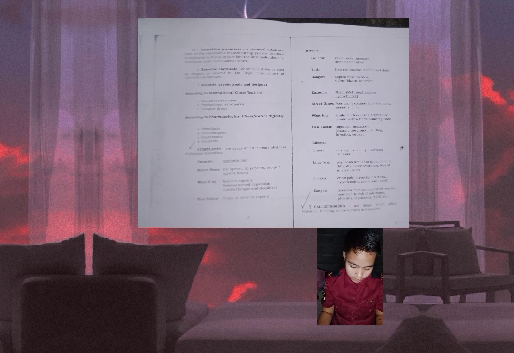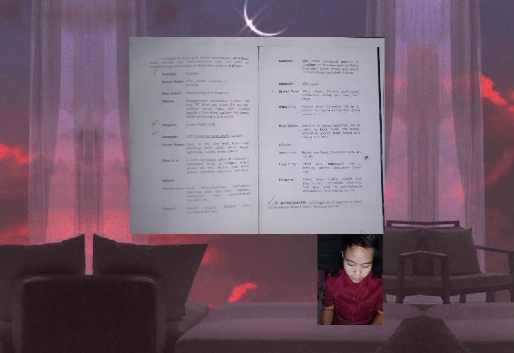Hallucinogens are drugs which affect sensation, thinking, self-awareness, and emotion. For example, ecstasy. Street names: XTC, Adam, Essence, E, herbals. How taken? Swallowing, and hallucination. Effects: exaggerated emotions, makes heart rate and blood pressure hike up, dries the mouth, stiffens arms, legs, jaw, dilates pupils of the eyes, causes faintness, chills, sweating, and nausea. Dangers: it can really kill.